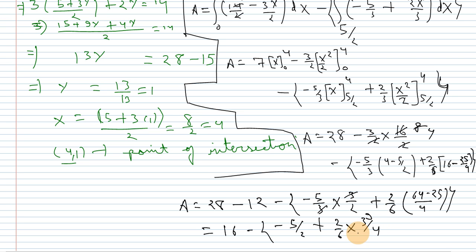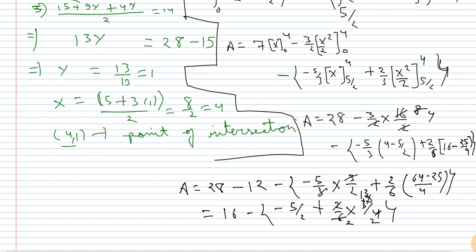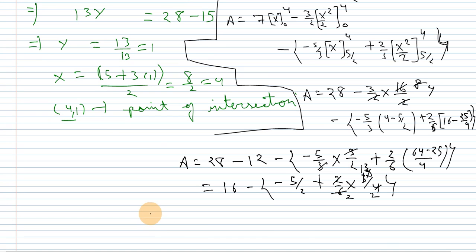by 4. Okay, so this 2 gets cancelled with the 2, and 3 times 13 is 39. So the required area is coming to be 16 minus 5 by 2 plus 13 by 4, right?